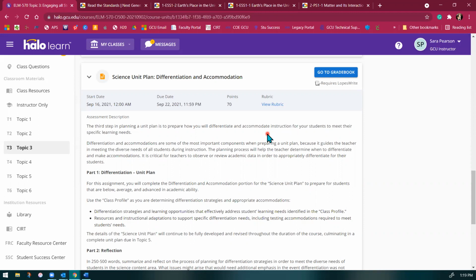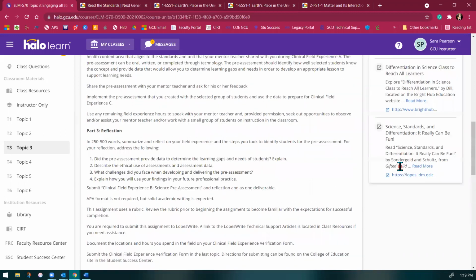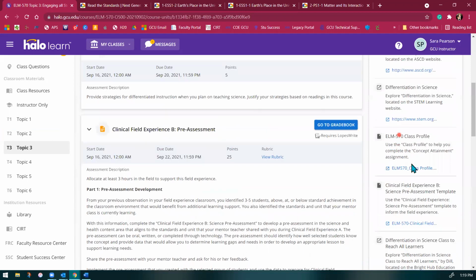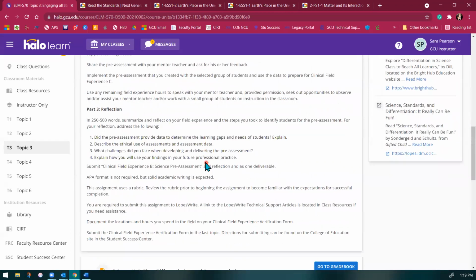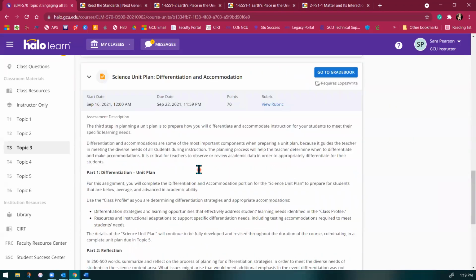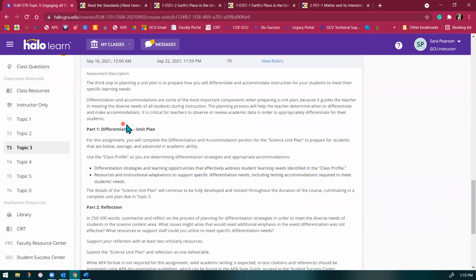You want to make sure that you look at the class profile provided this week here, and you'll be able to see what types of students you have in your class: ELL, special education, students above grade level, and gifted. And you're going to use that to design what differentiation strategies you want to include on your unit plan.